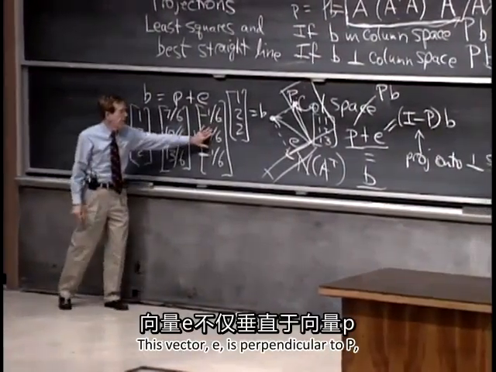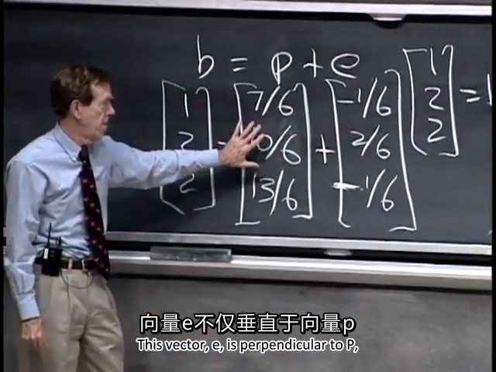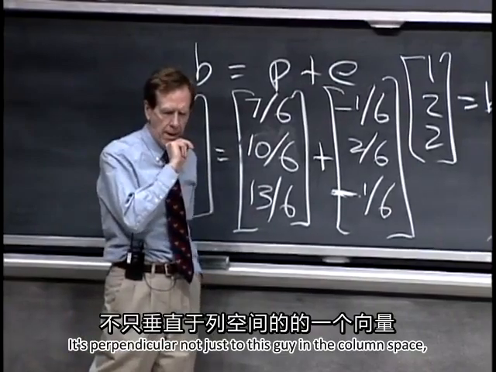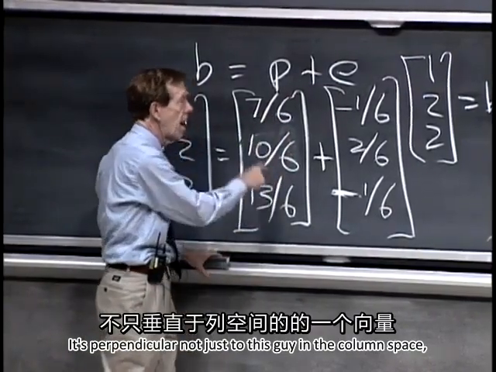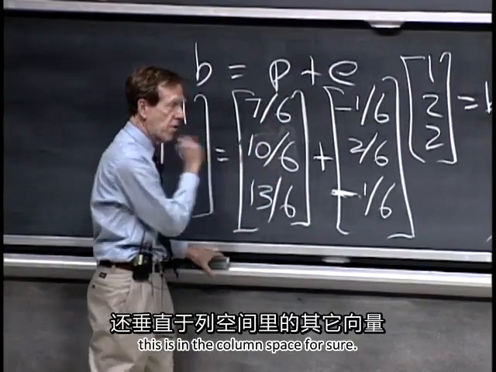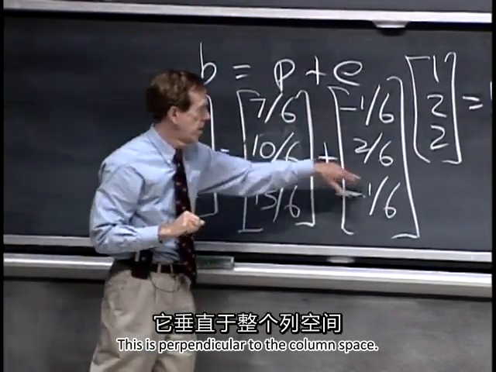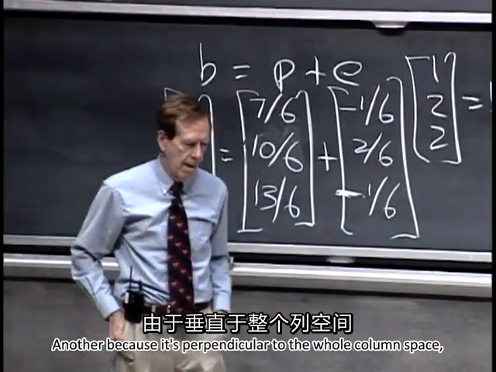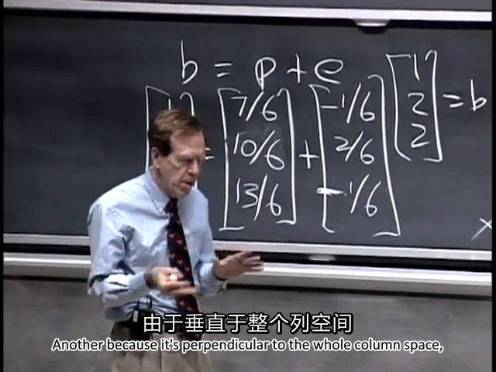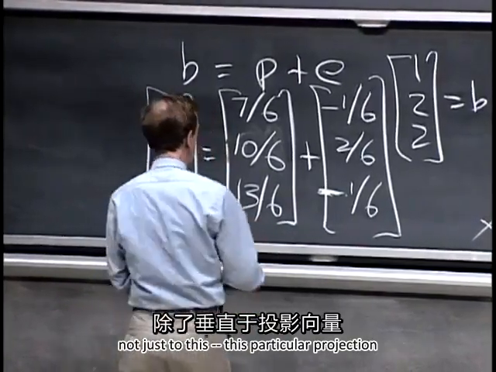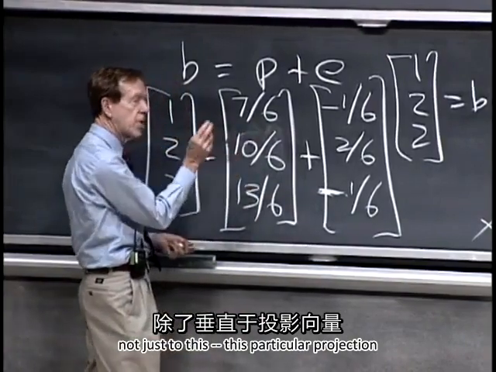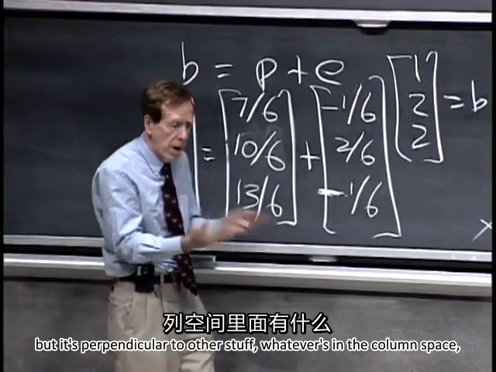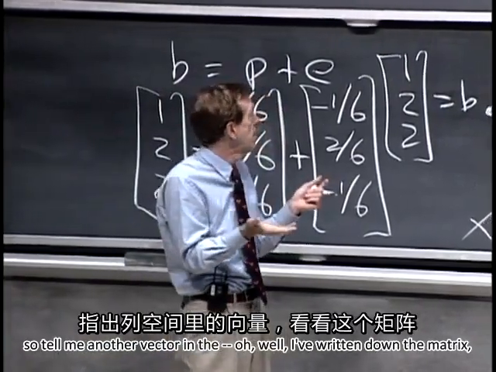This vector, E, is perpendicular to P, but it's perpendicular to other stuff too. It's perpendicular not just to this guy in the column space. This is in the column space for sure. This is perpendicular to the column space. So, give me another vector it's perpendicular to. Another, because it's perpendicular to the whole column space, not just to this particular projection that is in the column space, but it's perpendicular to other stuff, whatever's in the column space. So tell me another vector in the column space.